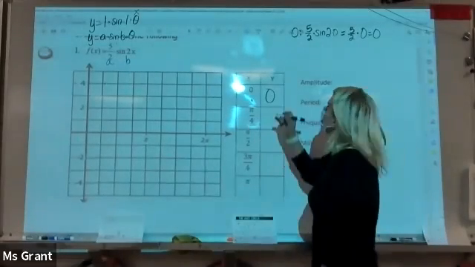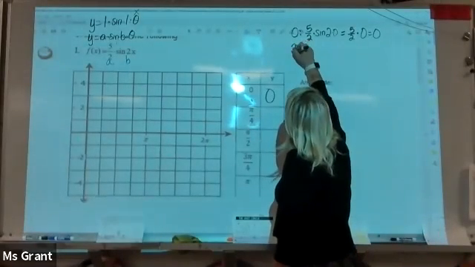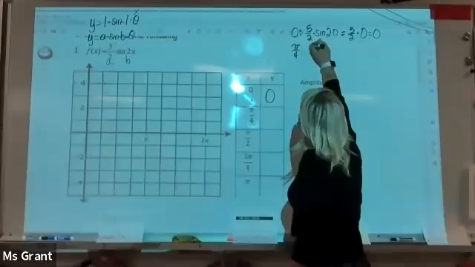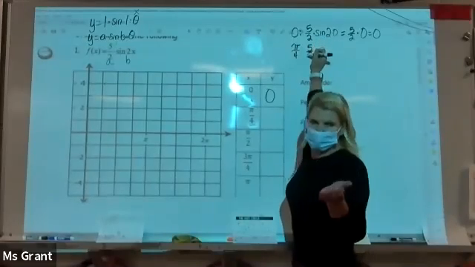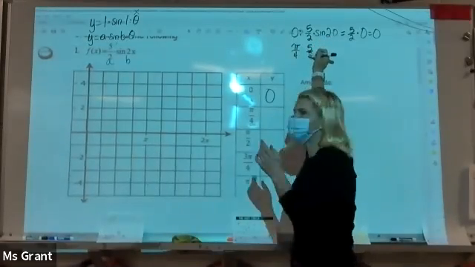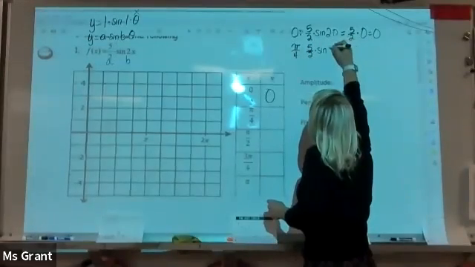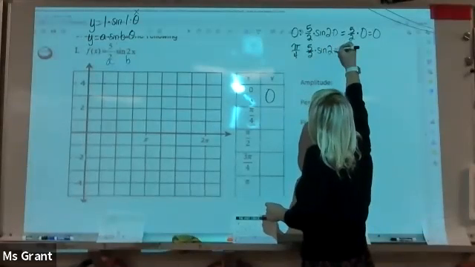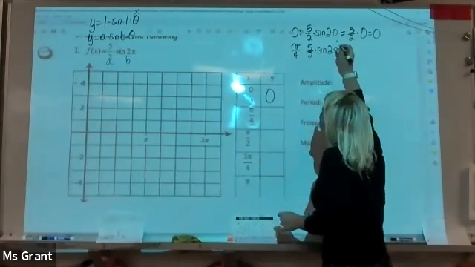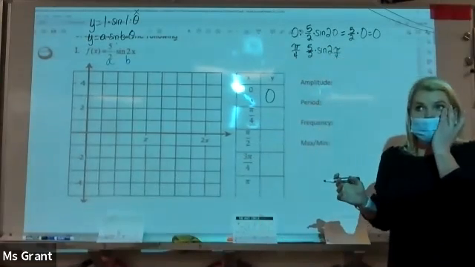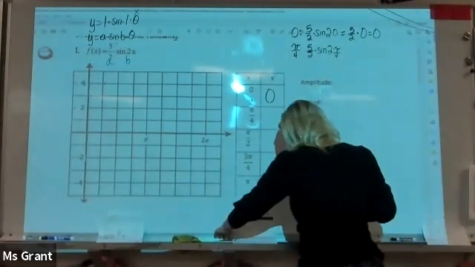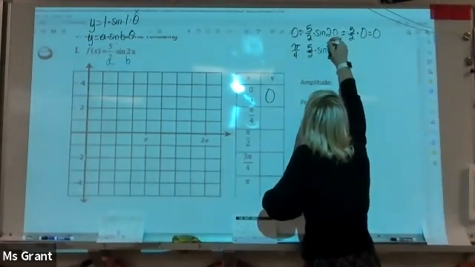Plug in pi over 4. Okay. 5/2, which is the same as 2.5, times the sine of 2 times pi over 4. This is the math right here that I have to actually use my unit circle for.